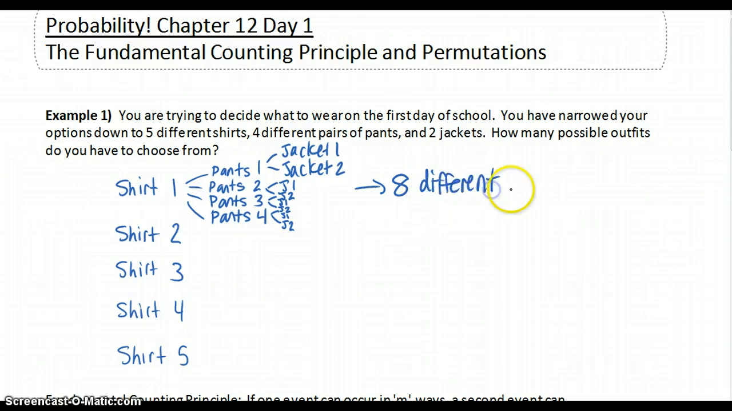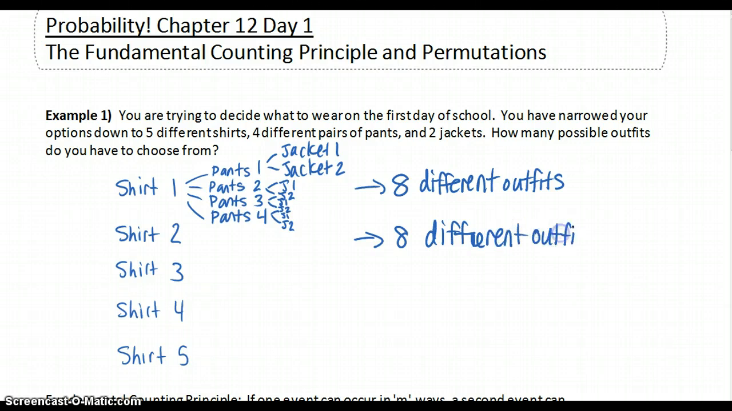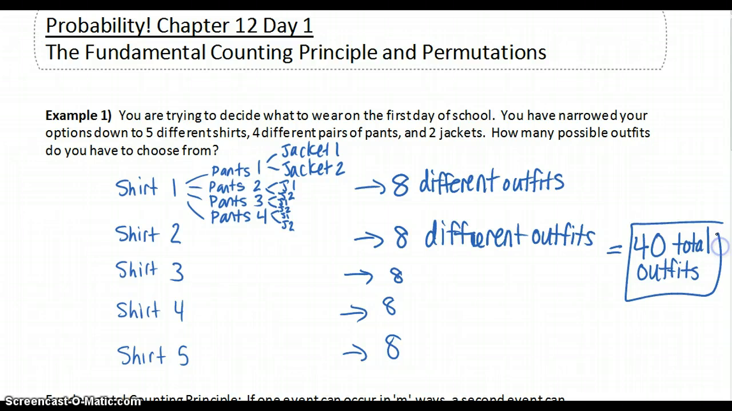And that's just with shirt 1. We have to repeat the same thing then with shirts 2, 3, 4, and 5. And because we're breaking it up the same way, each of them is going to end up giving us 8 different outfits. So if we get 8 different outfits for each of our shirts, then add all those up together, and we're going to end up with 40 total outfits. And that would be the answer to that. So how many possible outfits do you have to choose from? 40. Now that process we did, that's called creating a tree diagram.